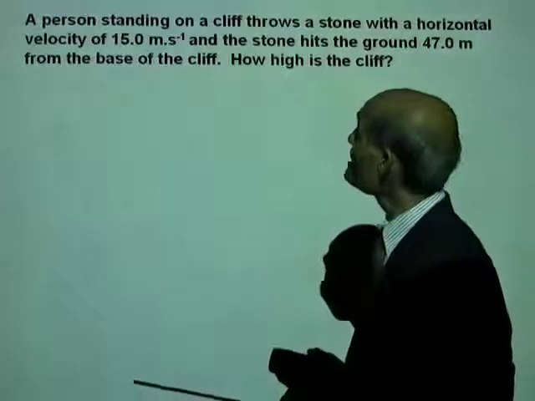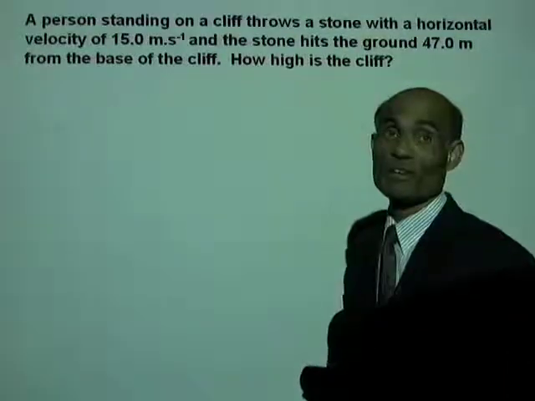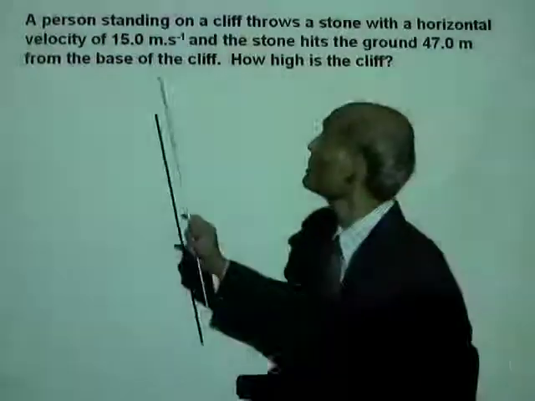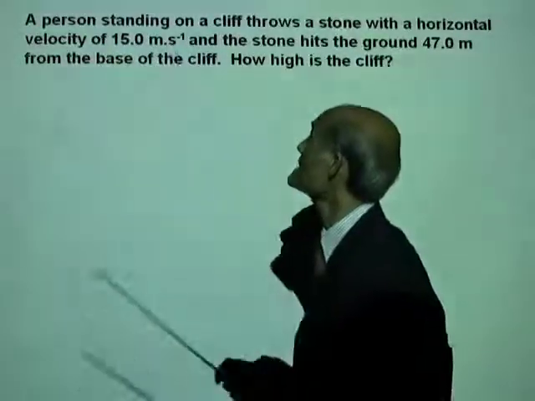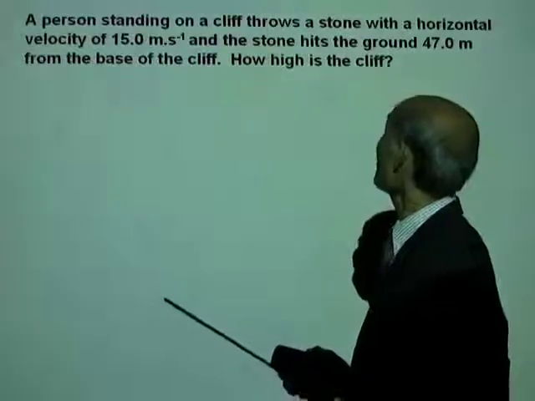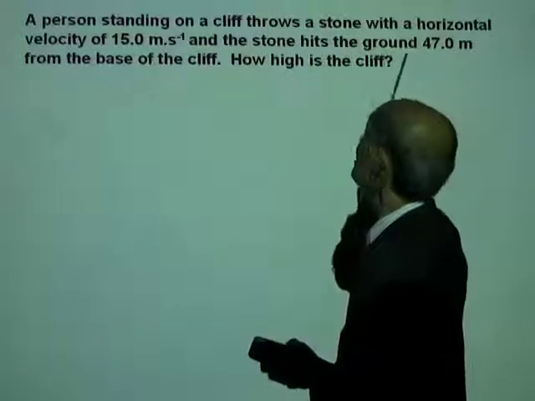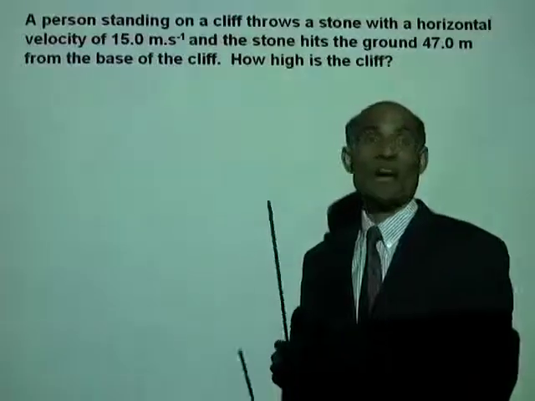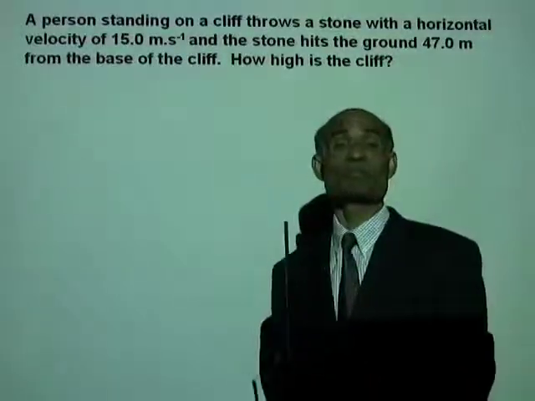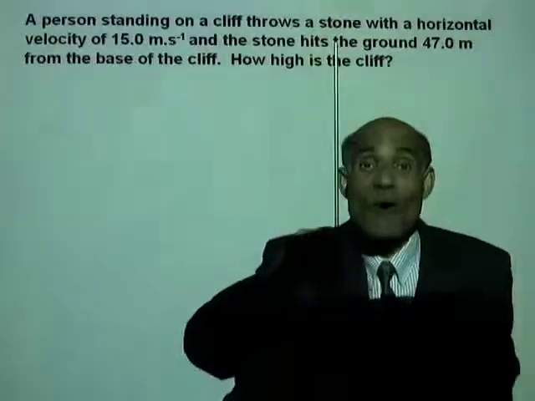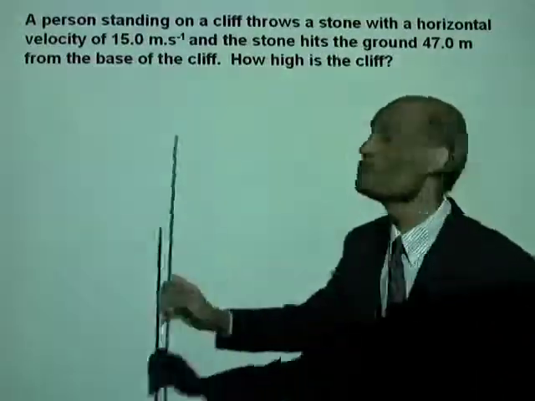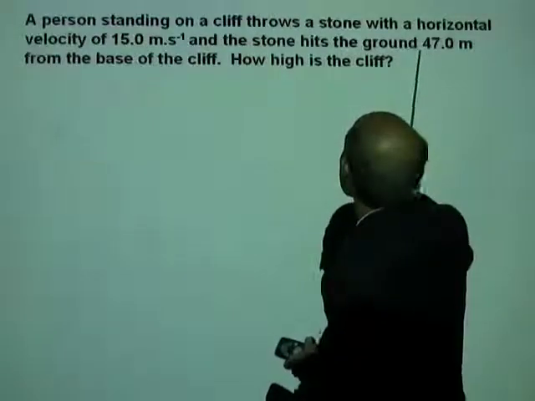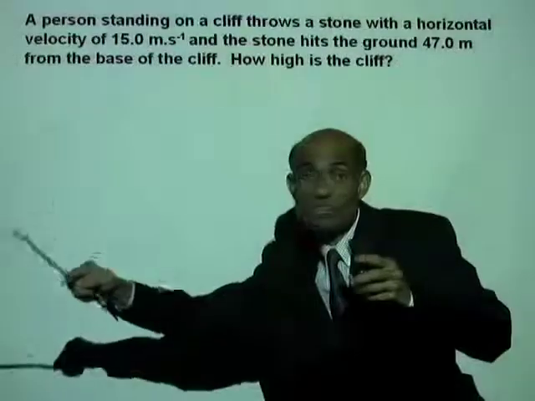A person standing on a cliff throws a stone with a horizontal velocity of 15 meters per second, and the stone hits the ground 47 meters from the base of the cliff. How high is the cliff? We are looking for y0. We know the time of... we know the horizontal distance traveled.